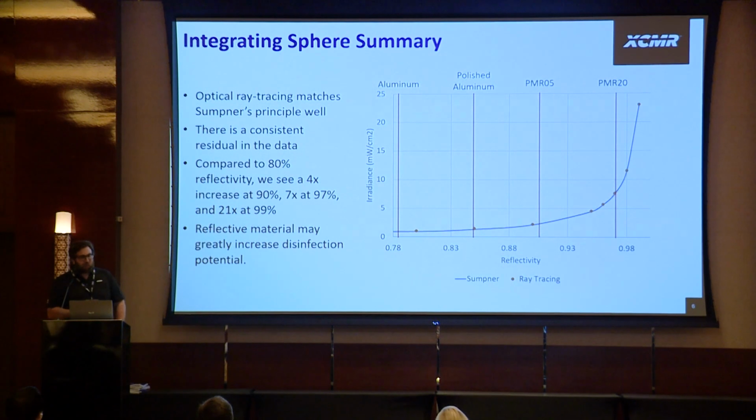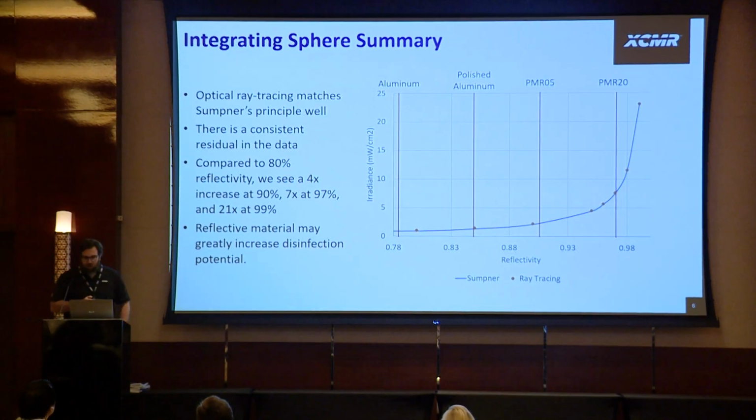Now, what we found was that ray tracing follows Sumner's principle pretty well. You can see the analytical solution versus what we computed from simulations. Now, there was a slight residual throughout, but this could be due to the method converging to a slightly different result, or it could be due to the solution being developed for a perfect sphere, which this isn't.